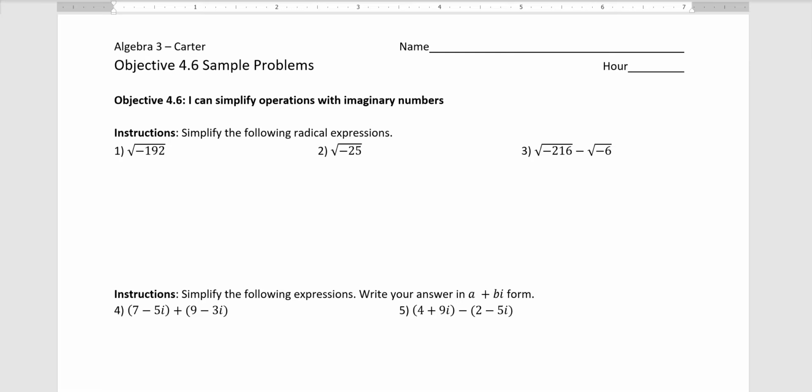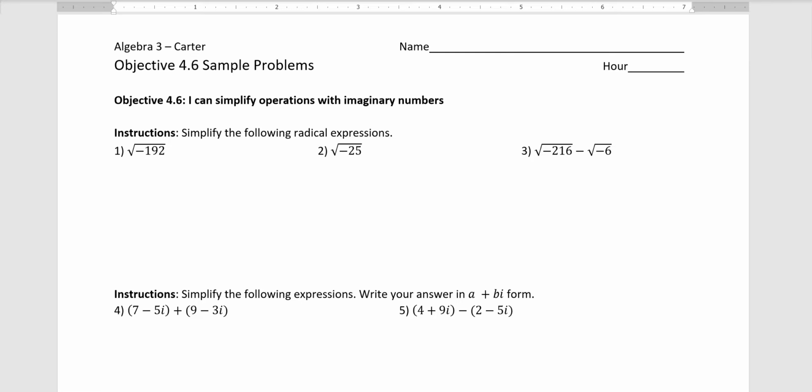Hello! Welcome to our Objective 4.6 sample problems, where we're going to practice simplifying operations with imaginary numbers. To get started today, we're just going to do some simplifying radicals.